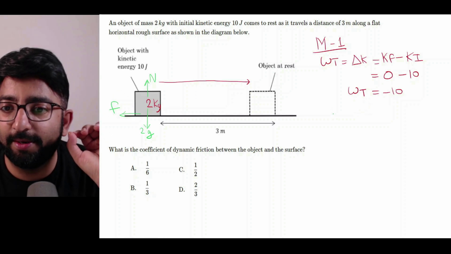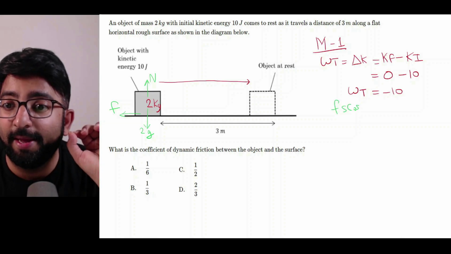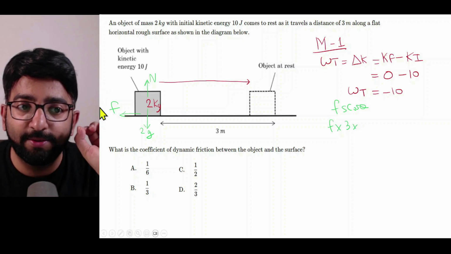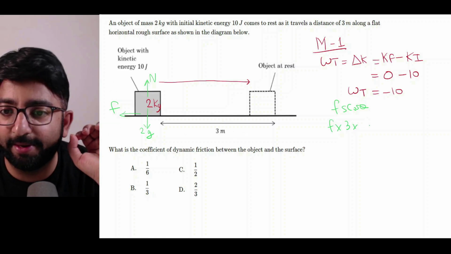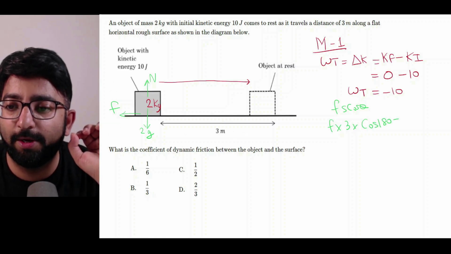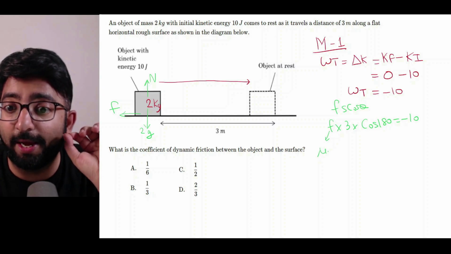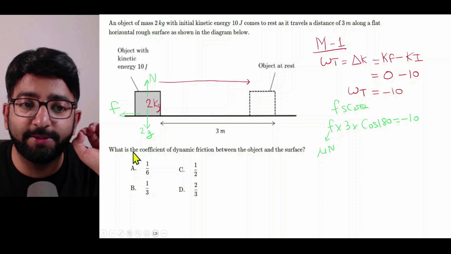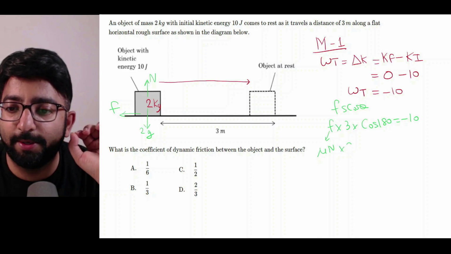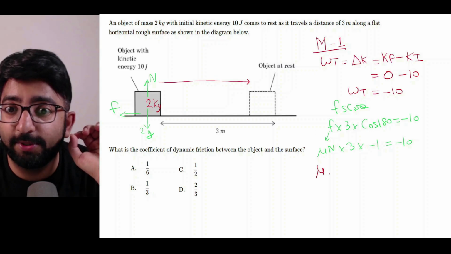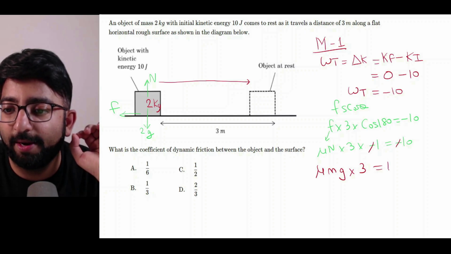So for the work done, let's write down the basic formula Fs cos theta. F is friction, displacement is 3 meters, and the angle between the frictional force and the distance is 180 degrees. So the work done comes out as negative 10. The value of friction according to the formula is mu times the normal reaction, and normal reaction is m into g. So let's write down multiplied by 3. Cos 180 is negative 1. So negative sign will get cancelled out from both sides. Continuing ahead, mu times the normal reaction mg multiplied by 3, minus sign gets cancelled out. So we get a 10.